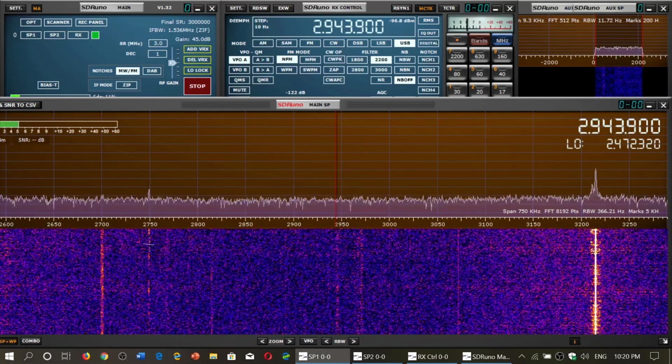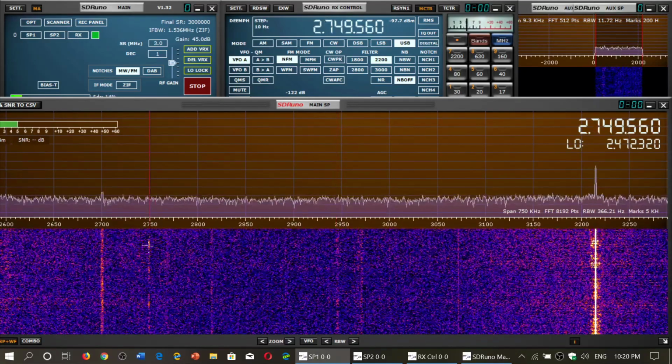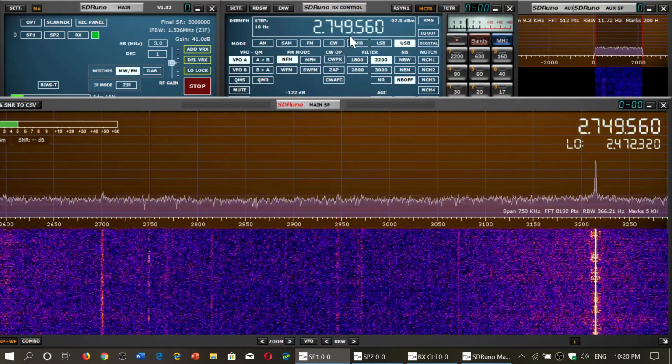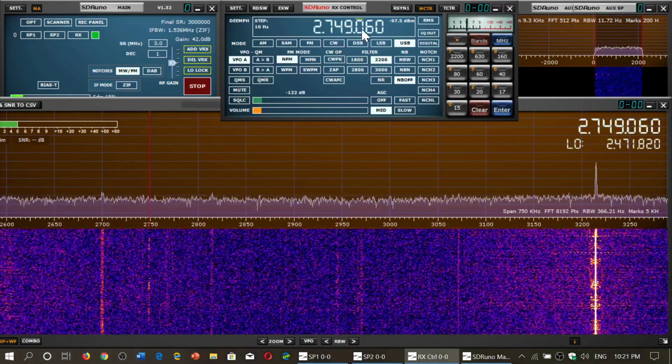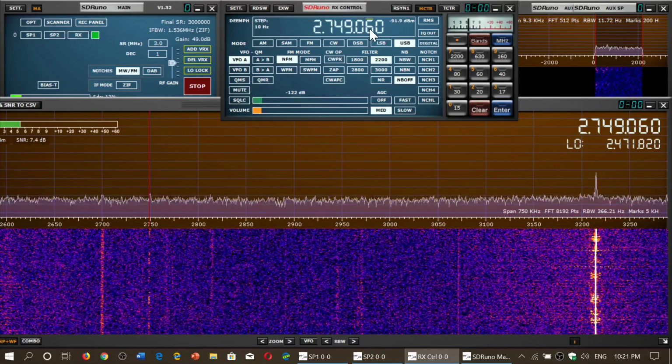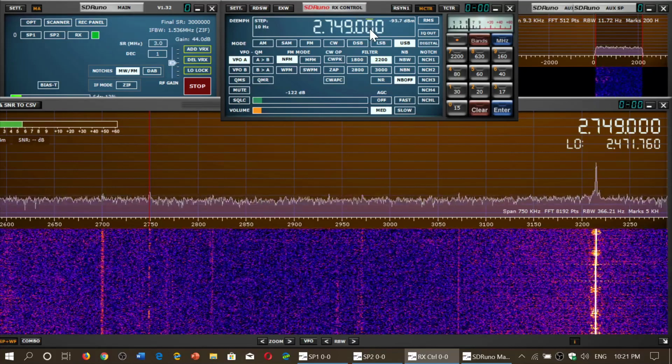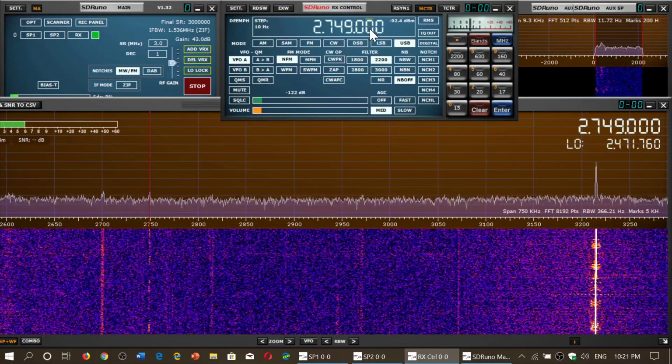But there's lots of stuff, and it's always interesting to tune around. I check that band quite regularly, especially since I got my loop antennas. I now have much better reception on these ranges, and there's a lot of stuff to listen to.